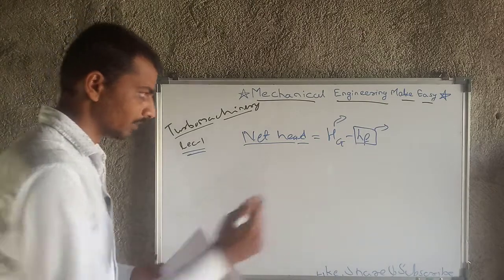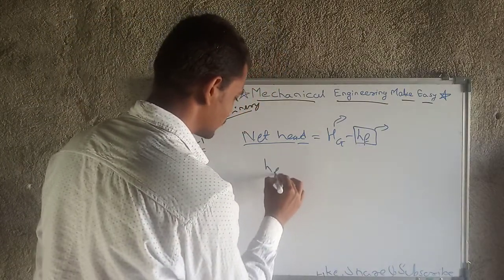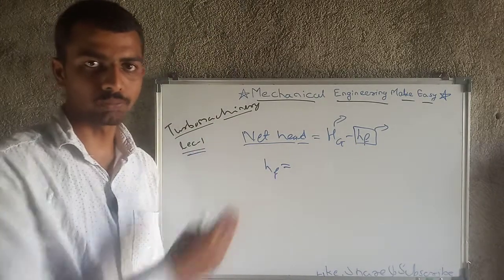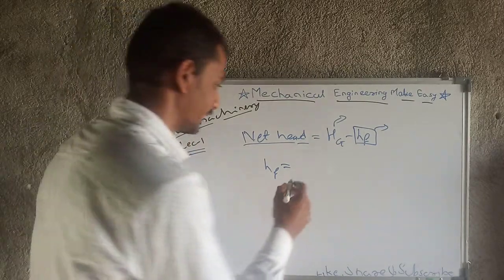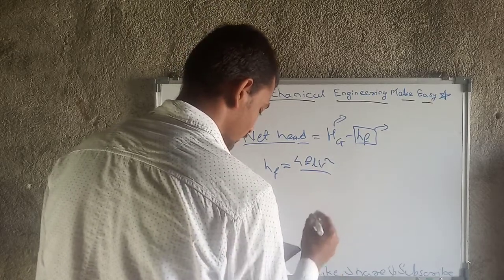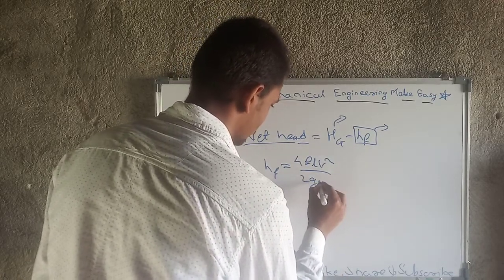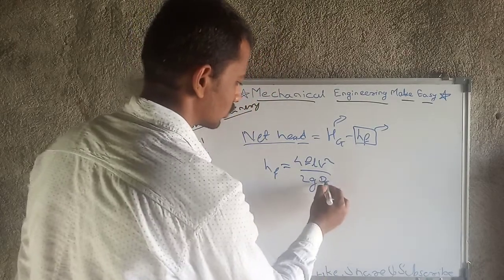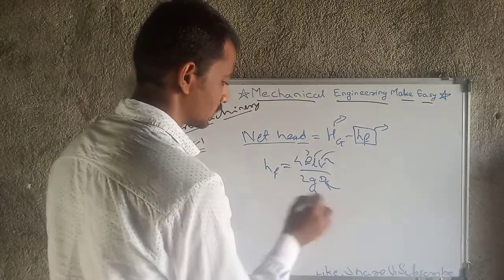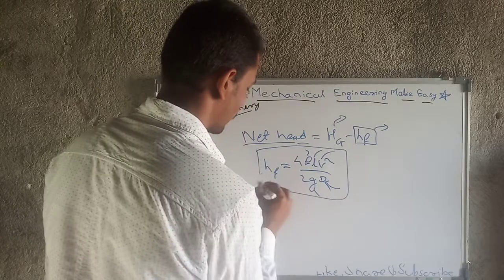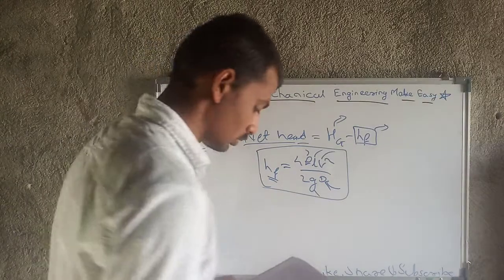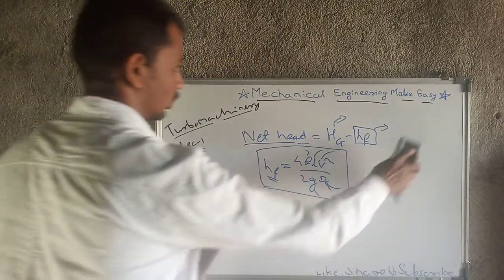Then what exactly is the value of HF? HF is nothing but the frictional loss which we have studied in flow through pipes, and the equation is 4FLV square upon 2GD. Here D is diameter, V velocity, L length, F coefficient of friction, and G acceleration due to gravity. All these parameters give us the value of HF, that is head loss due to friction. This is all about net head. Note down all the formulas.